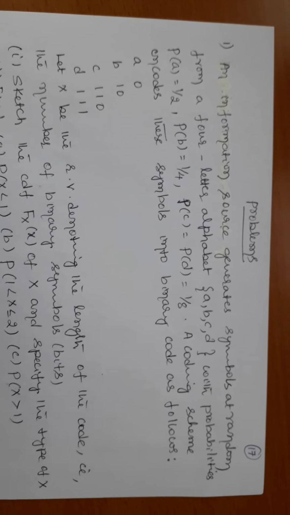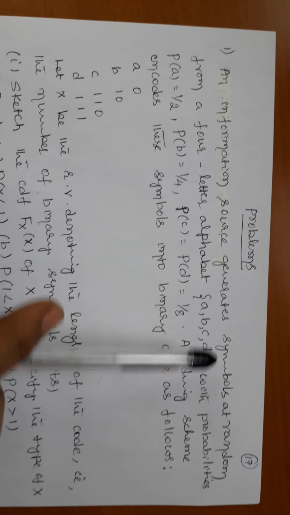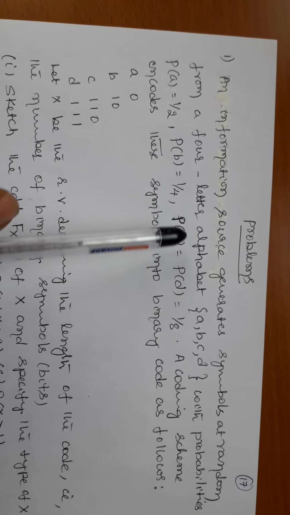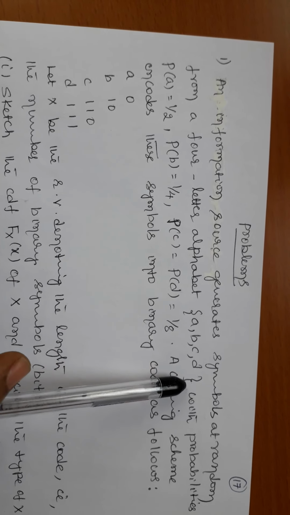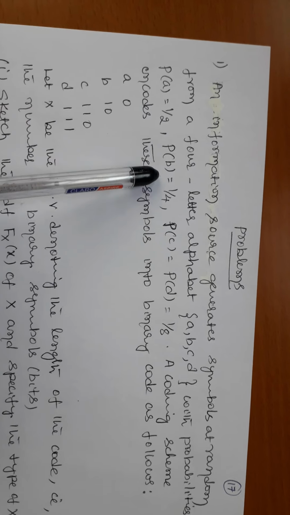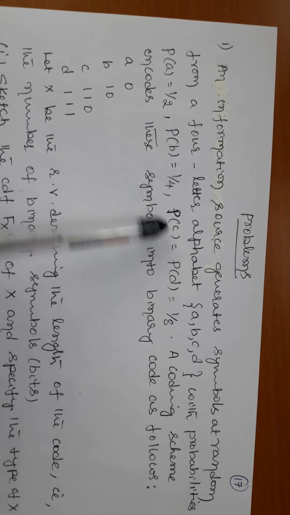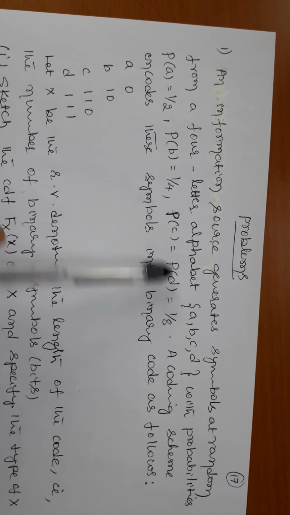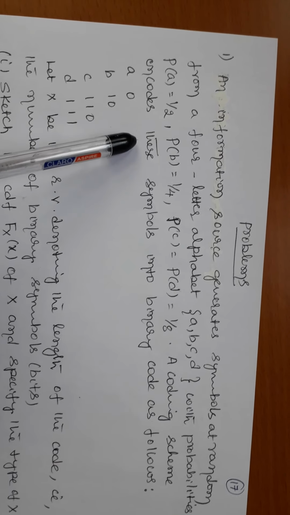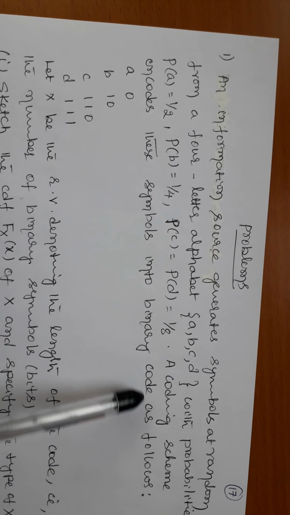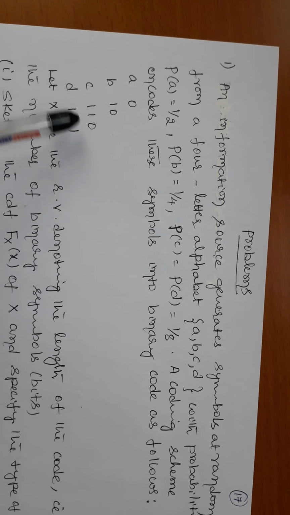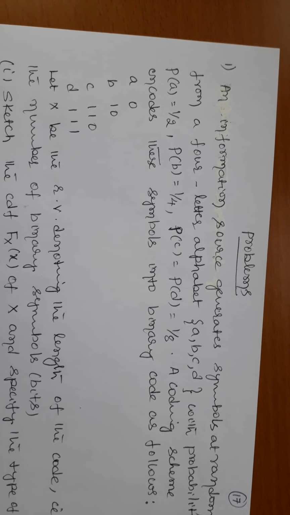First problem: an information source generates symbols at random from a four-letter alphabet A, B, C, D with the probabilities P of A equal to 1 by 2, P of B equal to 1 by 4, and P of C and P of D both must be 1 by 8. A coding scheme encodes these symbols into binary codes as follows: A is 0, B is 10, C is 110, D is 111.